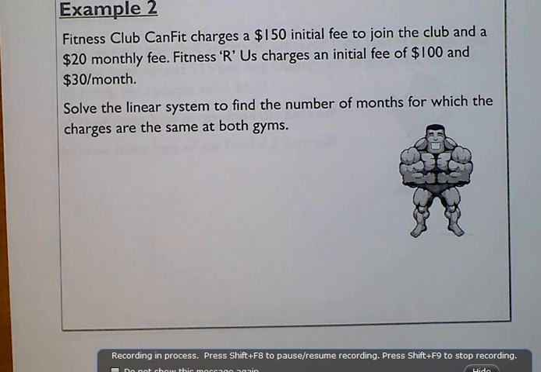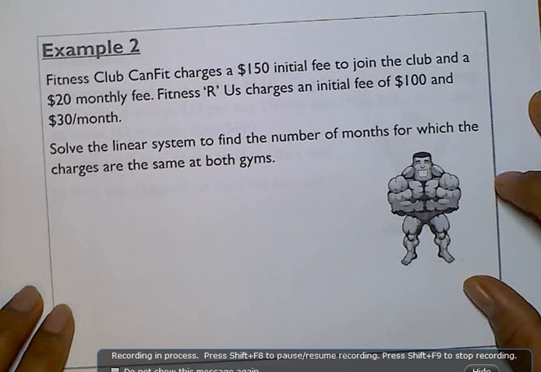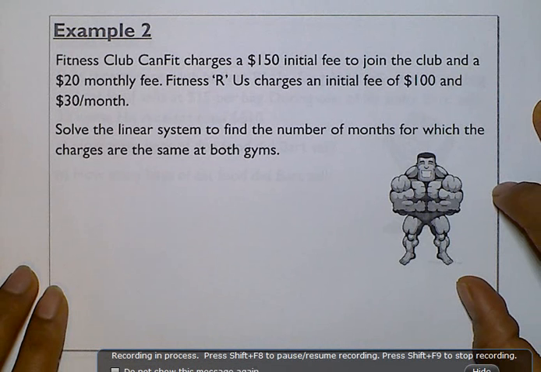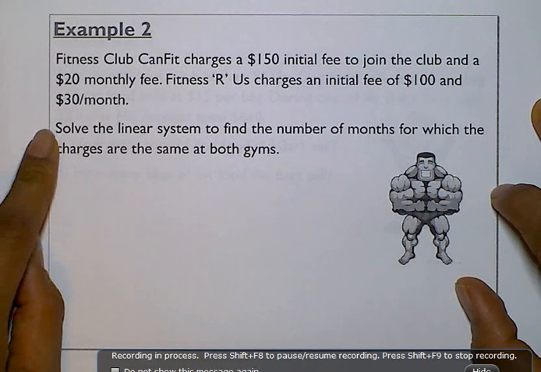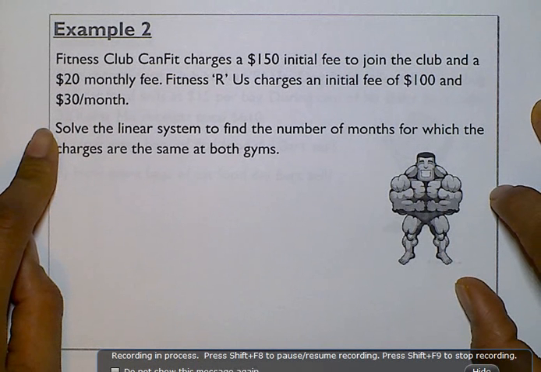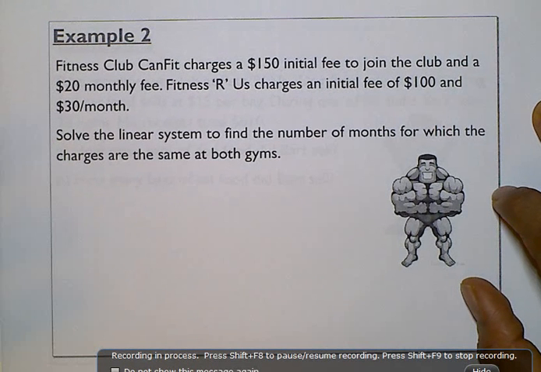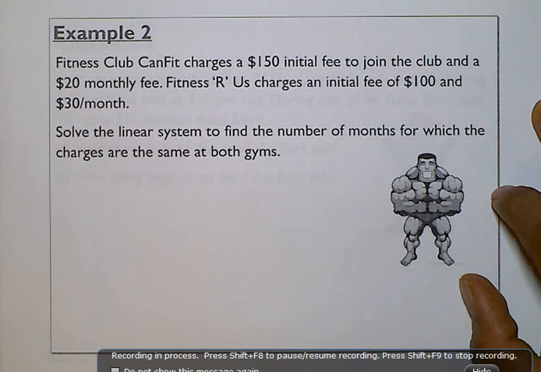Whenever we're dealing with a word problem and we're trying to come up with our numerical equation, we're going to first identify our variables. So here we're going to have x and y as our variables. Let x represent the number of months and let y represent the total cost.